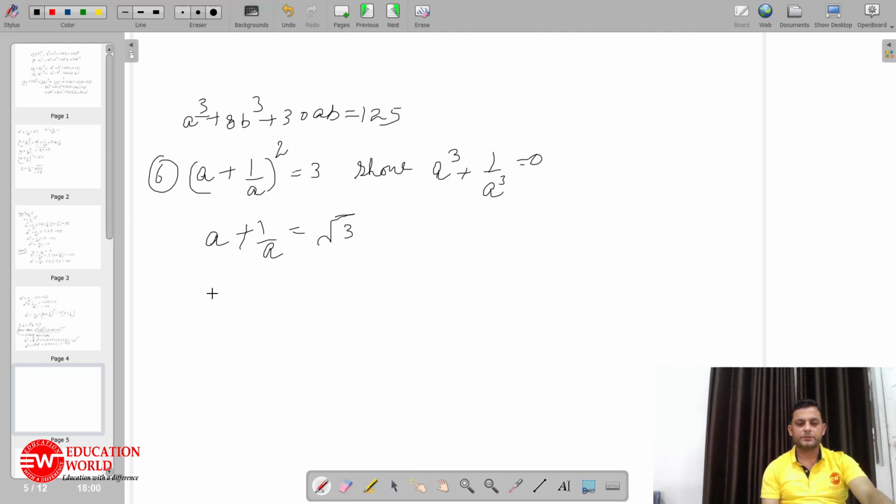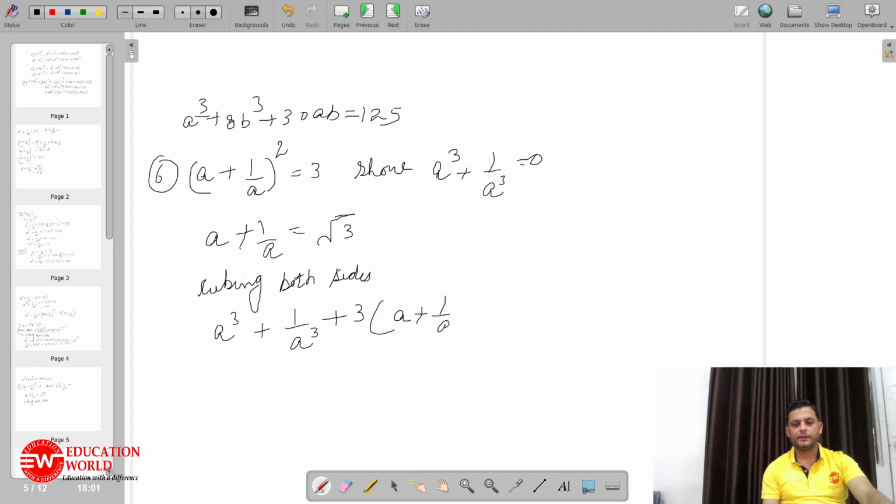Now cubing both sides. So for cubing both sides, A cube plus B cube plus 3AB into A plus 1 by A. When I do the cubing here, it is A cube plus 1 by A cube plus 3 into root 3. Here now you have done the cubing.